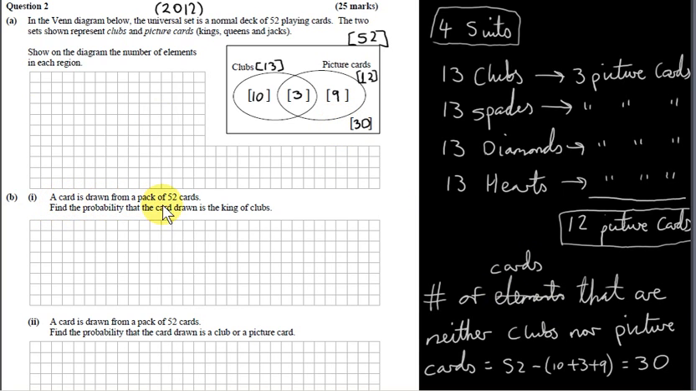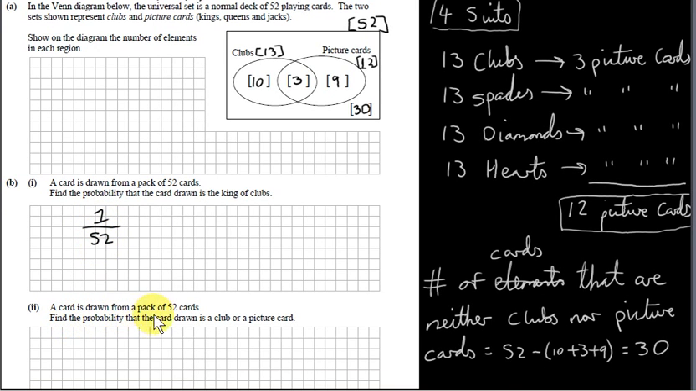A card is drawn from a pack of 52 cards. Find the probability that the card drawn is the king of clubs. Well, how many kings of clubs are there in a pack of 52 cards? Well, the answer is that there's one. That's it. Just one card, which is the king of clubs. And so that's the number of favourable outcomes. And we put that over the total number of outcomes, which is 52. So the answer is 1 over 52.